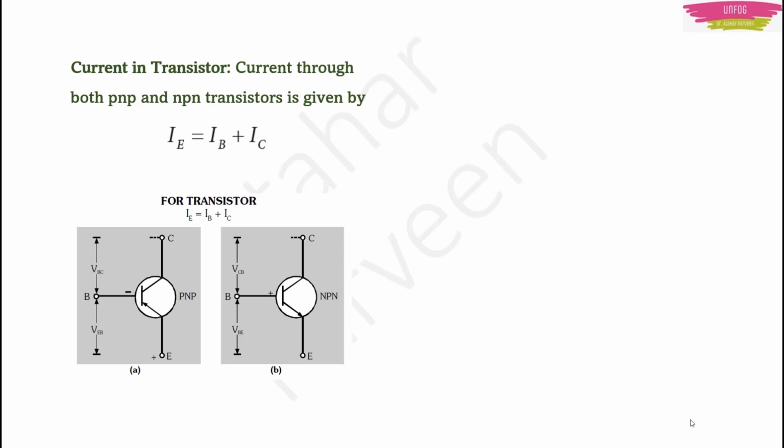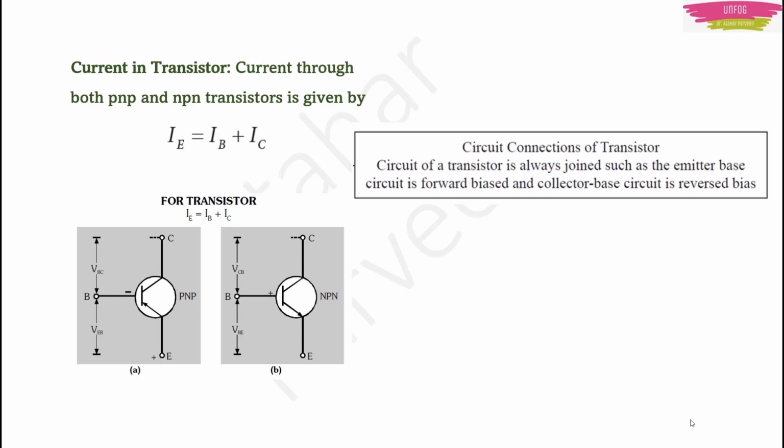Now basically, whatever it is, either it is a PNP transistor or an NPN transistor, always the emitter current is equal to the sum of the currents from base and collector. IE is equal to IB plus IC. This you remember. Only so much is very important. IE is equal to IB plus IC, whether it is a PNP or an NPN transistor. And one more thing is that when you connect this transistor in a circuit, it is always joined such that the emitter-base circuit is always forward bias, and the collector-base circuit is always reverse bias. That you have seen in the circuit diagrams also.